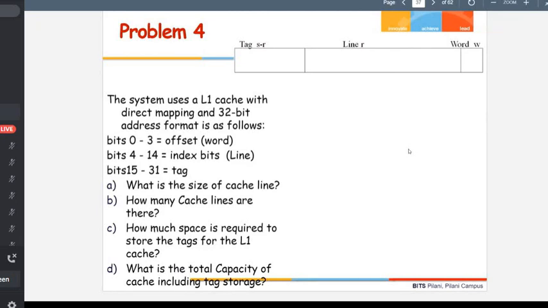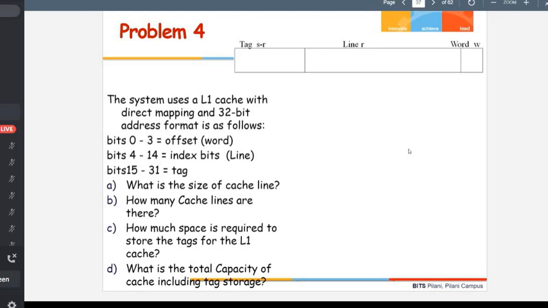If you are given the total memory size, you can compute the total address bit length. It can be 32, 26, anything. Total tag plus line plus word, you can find out. It is 2 to the power of something, which will be equal to the total memory size.